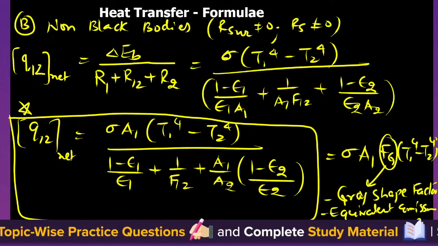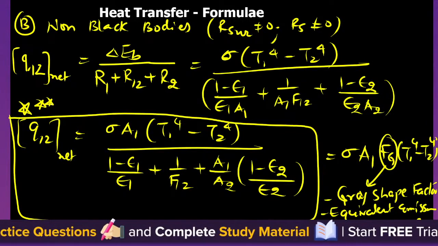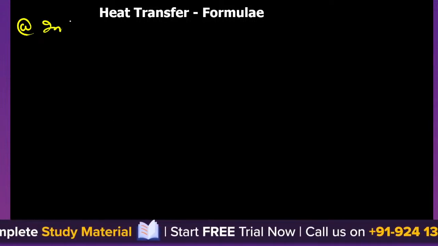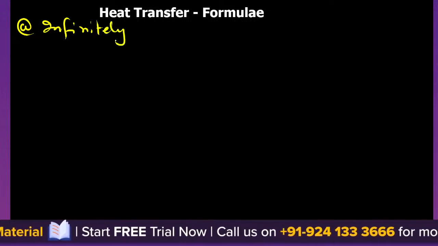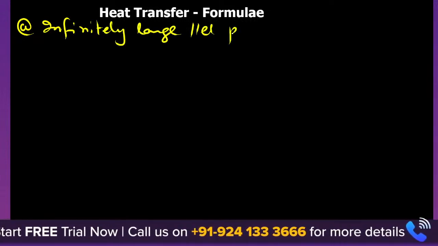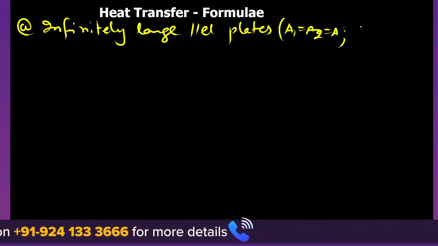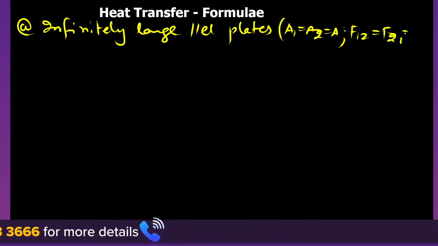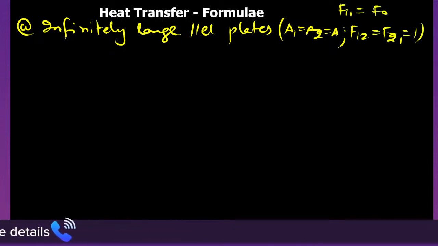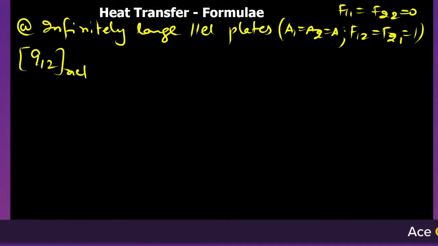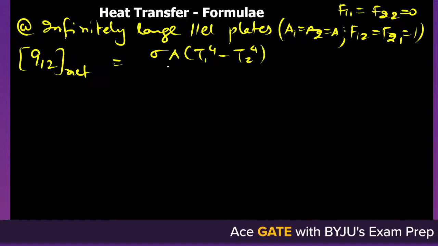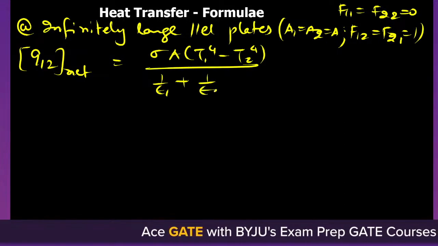So this expression can be modified for different situations. One is infinitely large parallel plates. If there are infinitely large parallel plates, A1 is equal to A2 is equal to A, and F1-2 is equal to F2-1 is equal to 1, because F11 is equal to F22 is equal to 0. For infinitely large parallel plates, Q1-2 net will simply be sigma into A into (T1 to the power 4 minus T2 to the power 4) divided by (1 upon epsilon 1 plus 1 upon epsilon 2 minus 1).